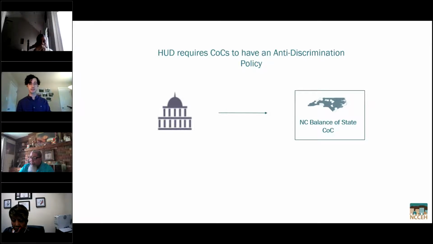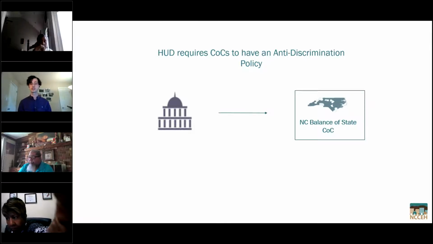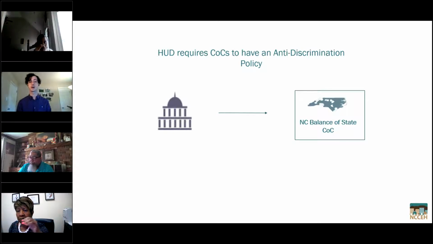And the Balance of State Steering Committee approved the policy at its April 2020 meeting, setting an expectation now for how agencies in the COC will treat and interact with people presenting for services regardless of their race, color, national origin, religion, sex, familial status, disability, age, gender, LGBTQIA status, or marital status. The steering committee then approved minor grammatical changes and clarifying language to this policy in April of 2021.